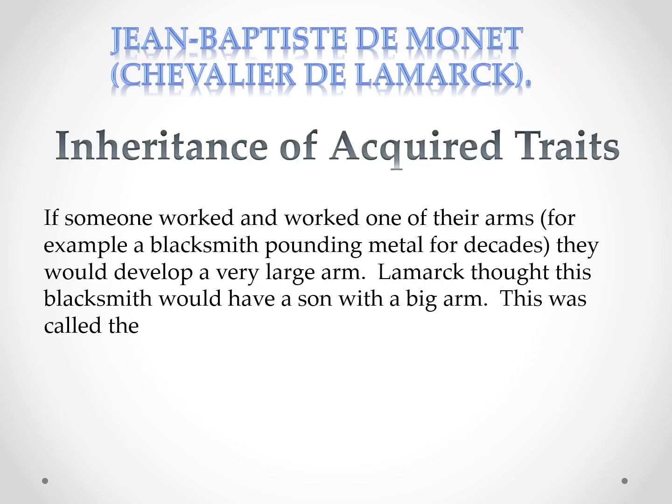We also have, before Darwin, a gentleman named Jean-Baptiste de Monet Chevalier de Lamarck, the human who has the longest name in existence. He came up with the notion of the inheritance of acquired traits. This is the idea that if someone worked with their arms, for example, a blacksmith pounding metal for decades, making swords and armor and all sorts of things, they would develop a very large muscular arm. Lamarck believed that when that blacksmith had a child, they would pass that large arm on to their son, and their son would be born with more muscle mass on his arm. This is what he believed was the inheritance of acquired traits.